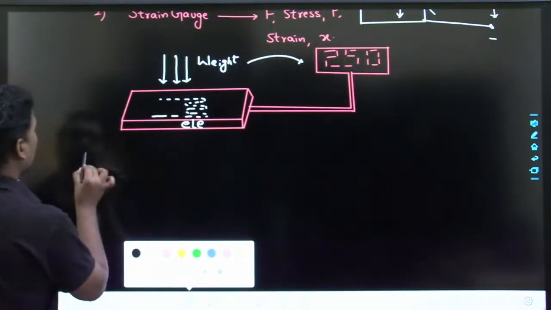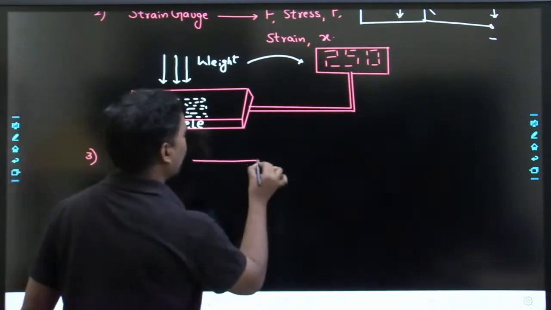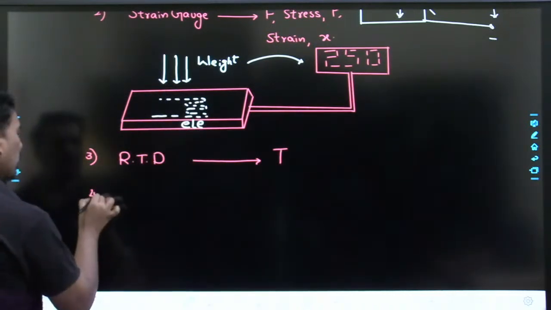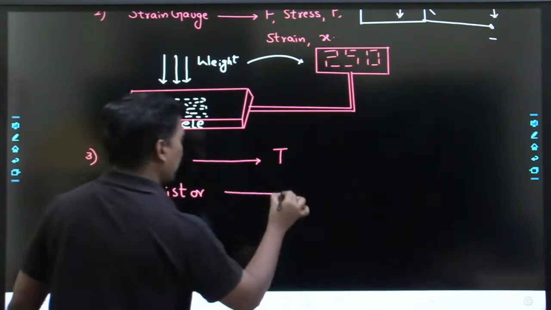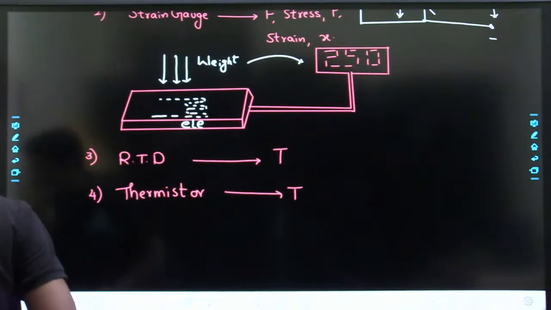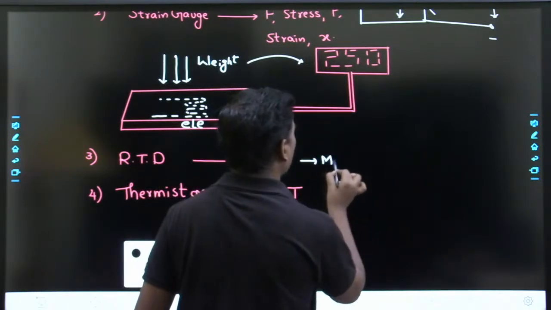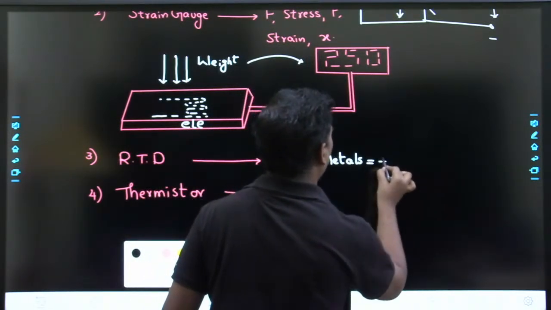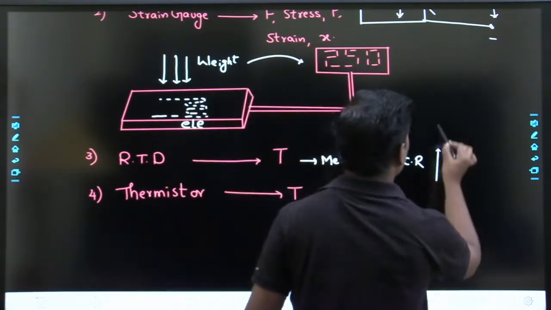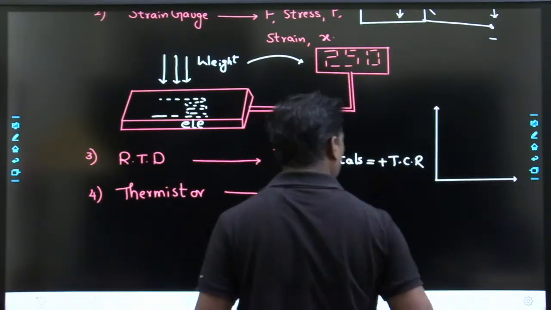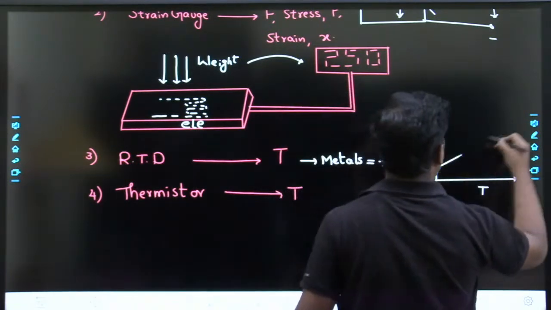So next comes temperature devices like RTD. RTD means it is related to temperature measurement. Next, the fourth one, we are going to get the thermistor. The thermistor is also temperature oriented. This RTD is made of metals. The metals will have a positive temperature coefficient of resistance. So as you are aware, as the temperature is increasing, the resistance also increases. This is the way the graph will be.